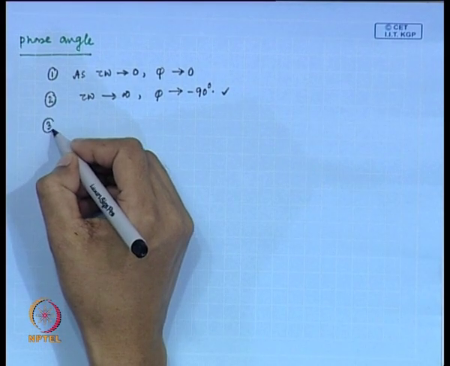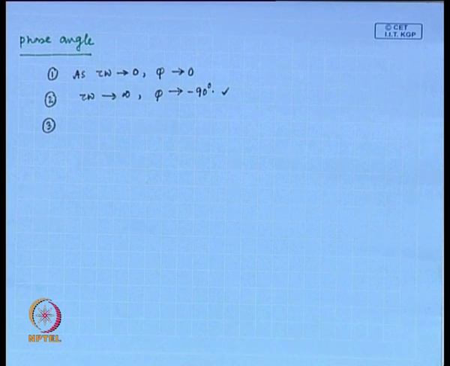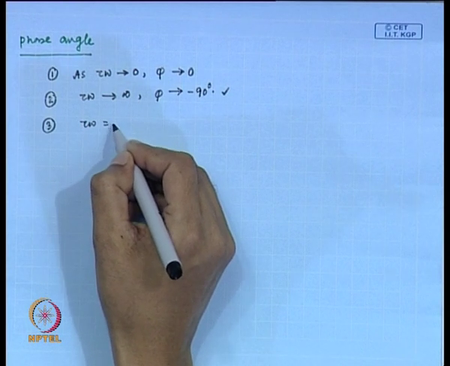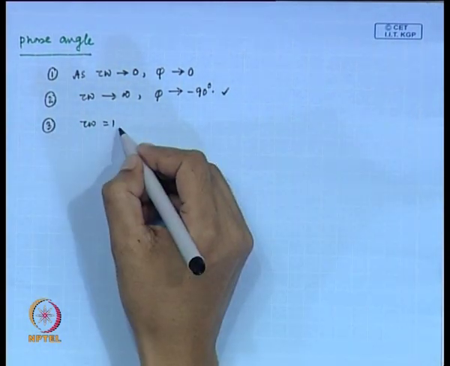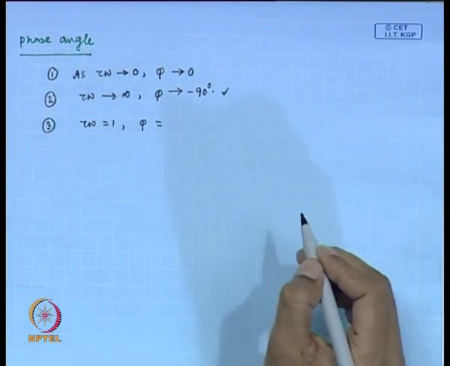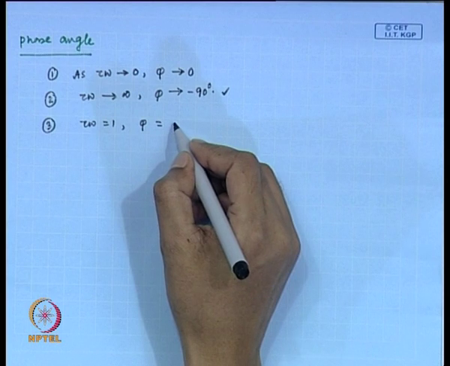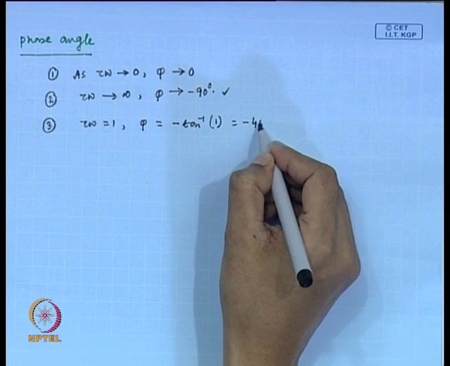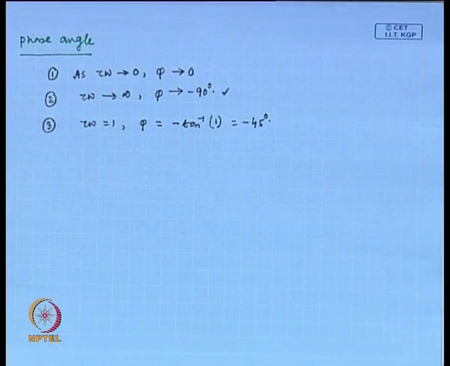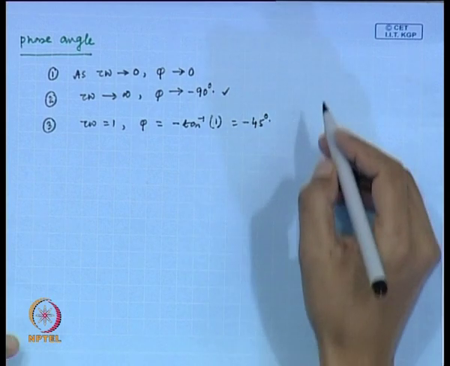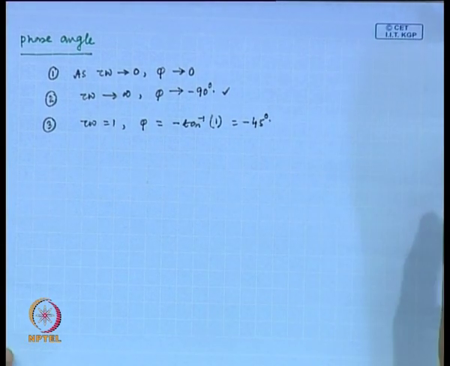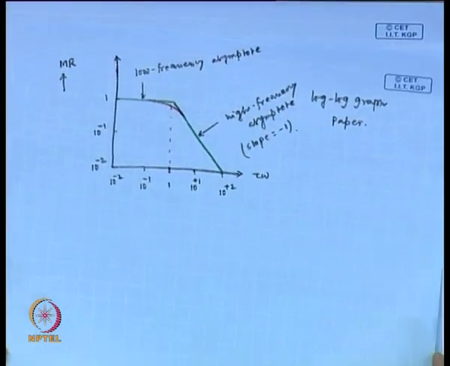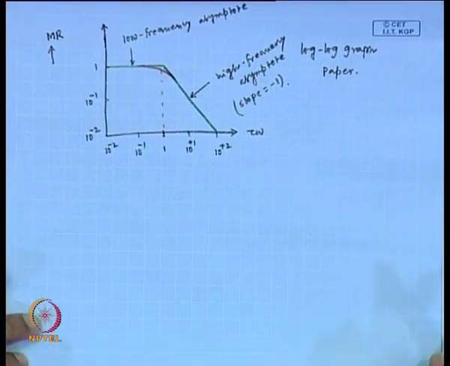And in the third situation, we will consider the corner frequency. At the corner frequency, that means tau omega equals 1, how much is phi? Phi is minus tan inverse 1. So, this is minus 45. So, these are the asymptotic considerations in terms of phase angle. Now, we will draw the phi versus log tau omega plot.